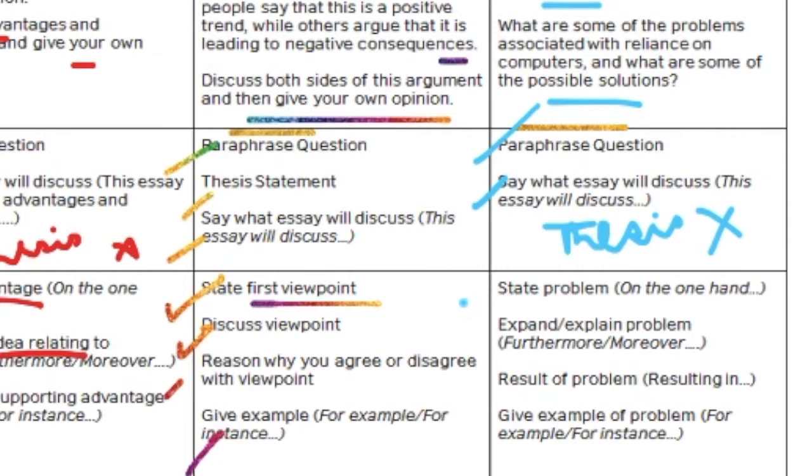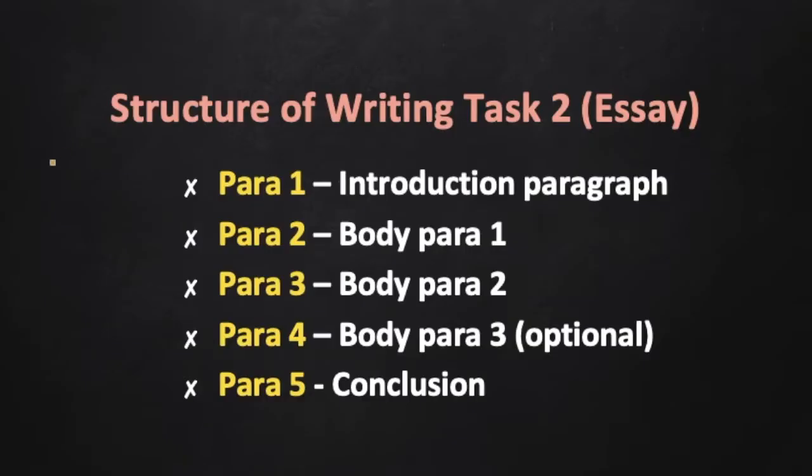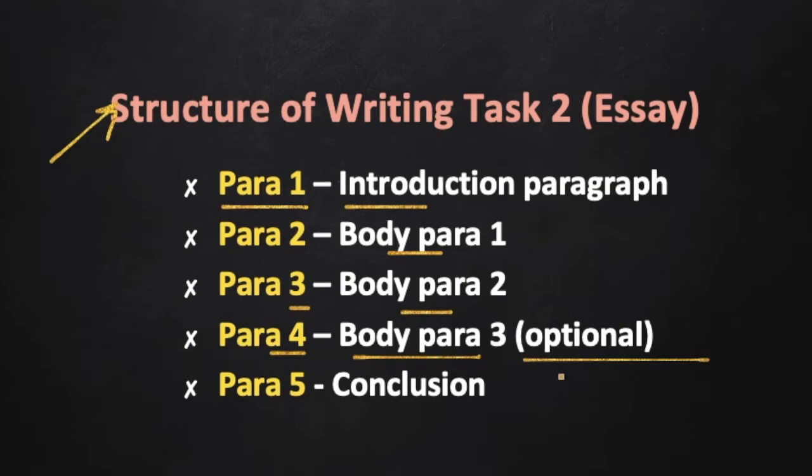In the body para, state the problem, or you can start off with 'on the one hand', expand your idea, explain what will be the result of that problem, and give an example. So this is going to be precisely the structure of the different essays, the structure of Writing Task 2, though we have already covered it, but we'll still take a look at it. Para 1 looks like this: introduction para, para 2 is body para 1, para 3 is body para 2, para 4 is body para 3 which is optional, and para 5 is the conclusion paragraph.